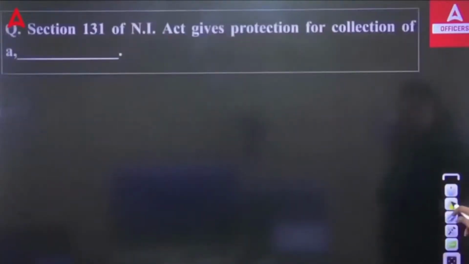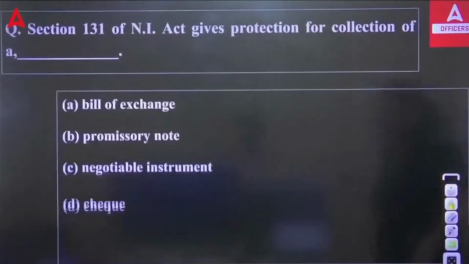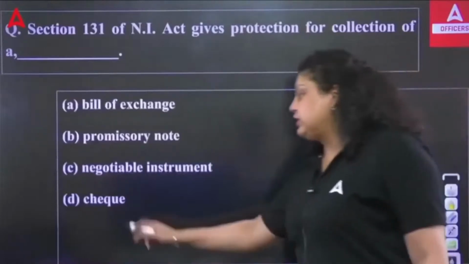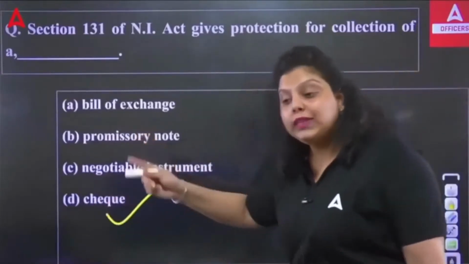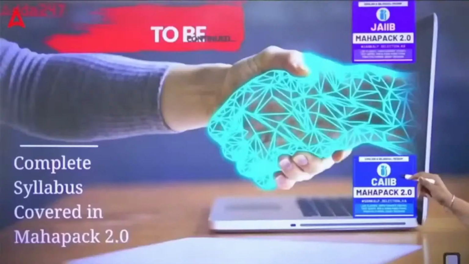Next, section 131 of Negotiable Instrument Act gives protection for collection of which of the following? We have discussed this. For the check, it gives protection for the collection of check. To whom? To the collecting banker. To the collecting banker, it will provide you the protection.